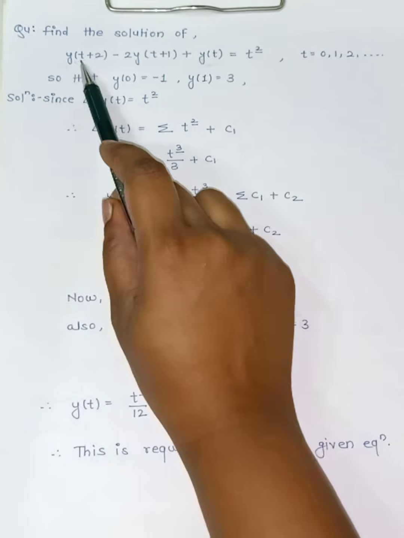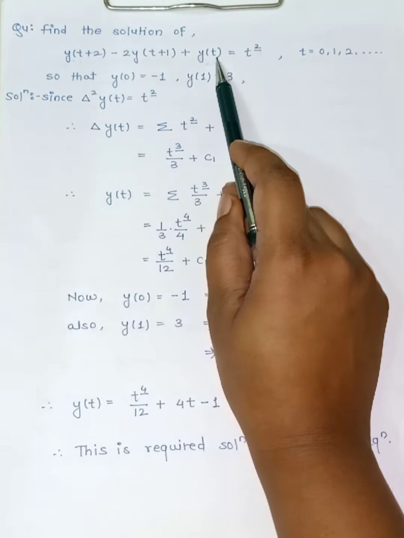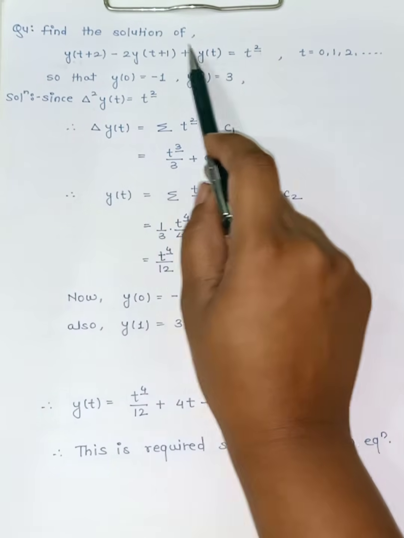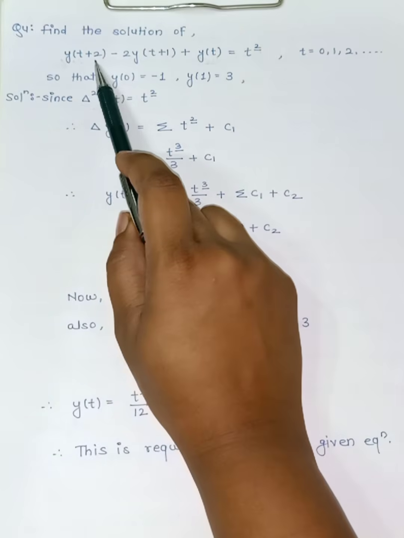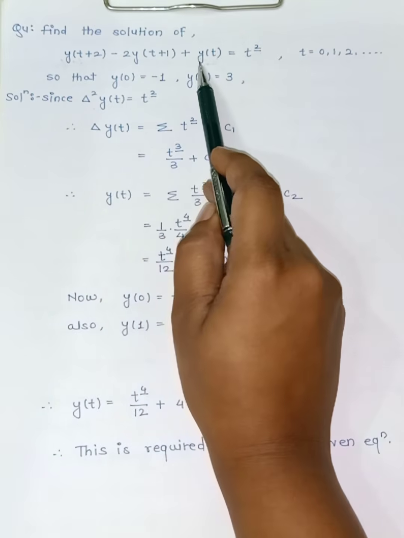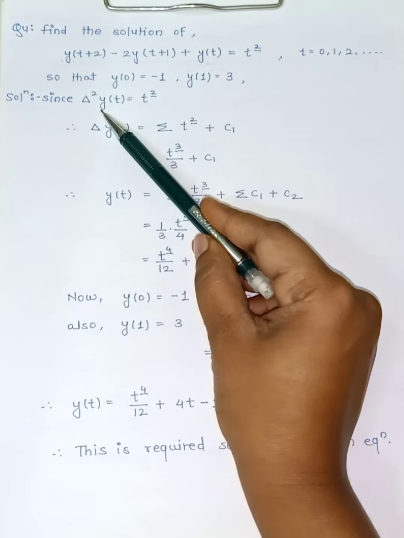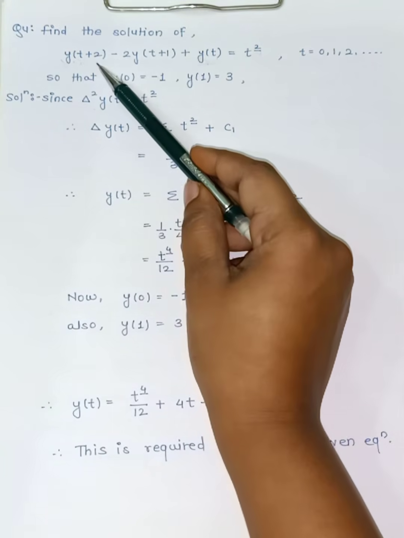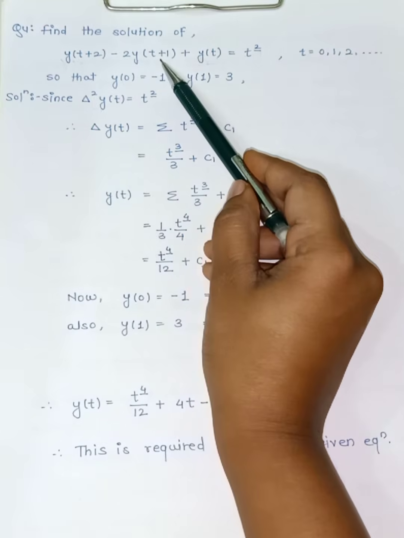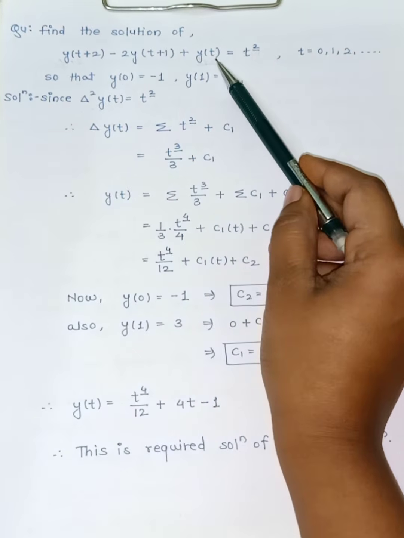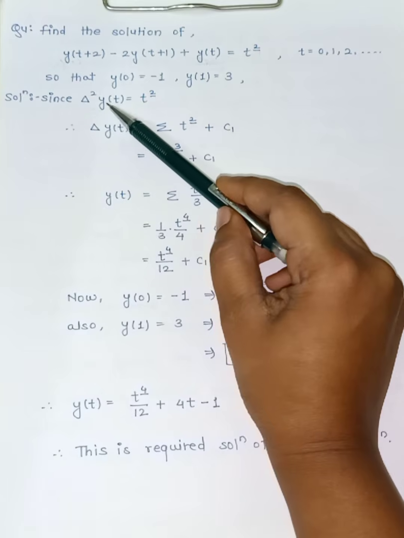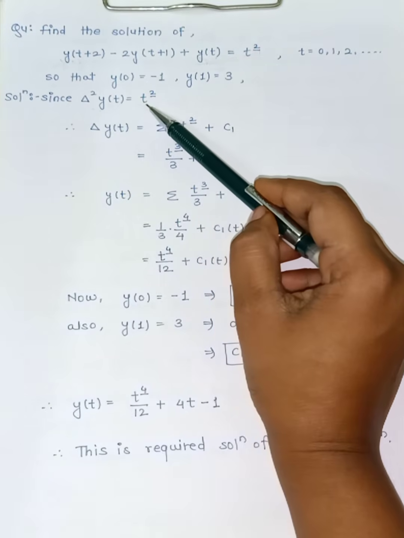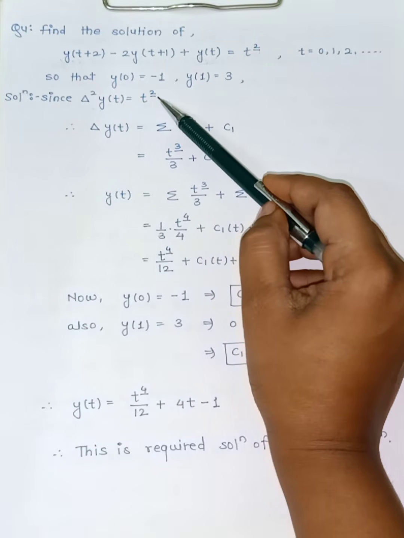We know that this is our given difference equation. And we can write y of t plus 2 minus 2y of t plus 1 plus y of t as delta square y of t. If we solve this, we get y of t plus 2 minus 2y of t plus 1 plus y of t. So we write it like delta square y of t equals t to the falling factorial 2.